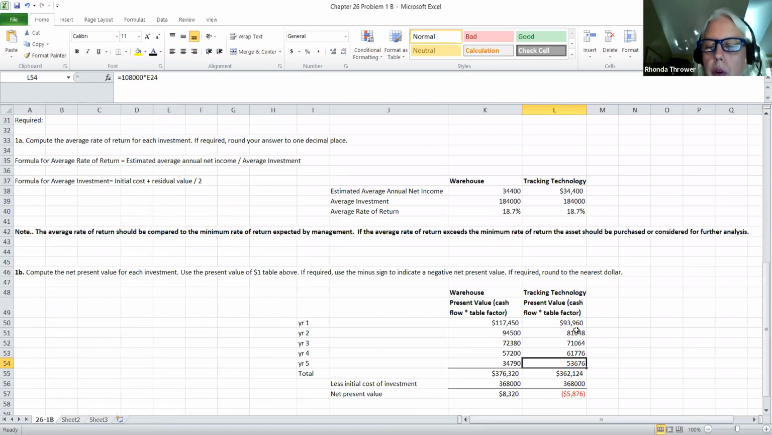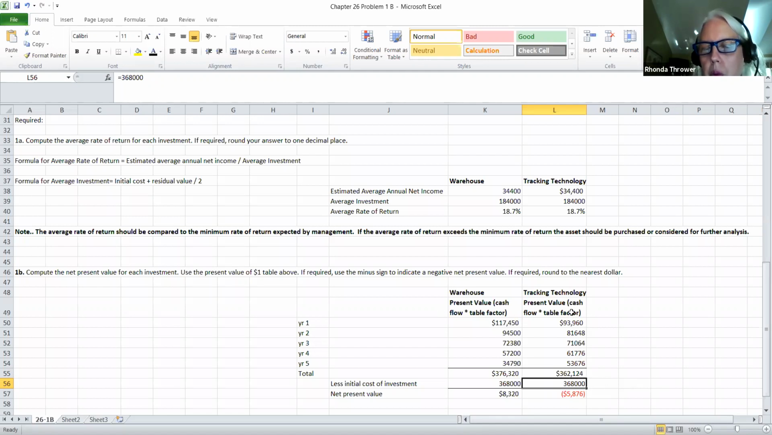53,676. So you're going to add all of your present value for each of the 5 years together to get your total present value of 362,124. We're going to compare that with what the asset is going to cost us. It's going to cost us 368,000. So the cash flows that we bring in for tracking technology will not cover the initial investment. So we end up with a negative net present value.